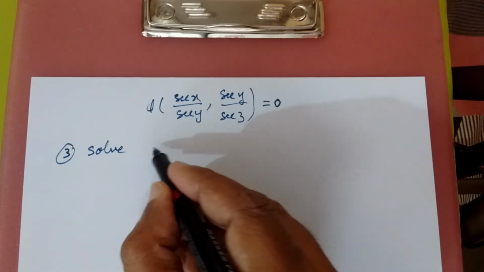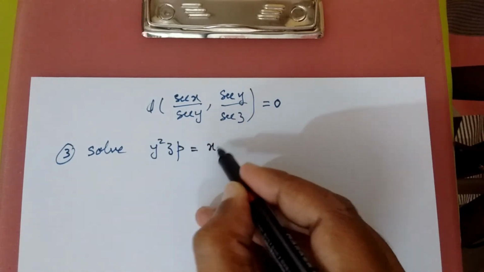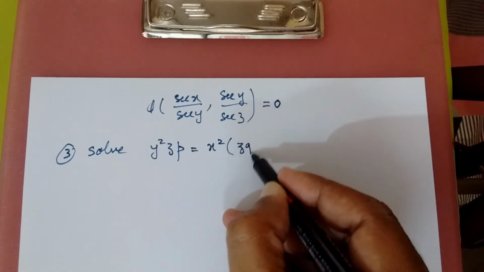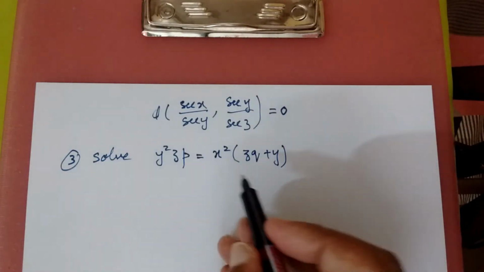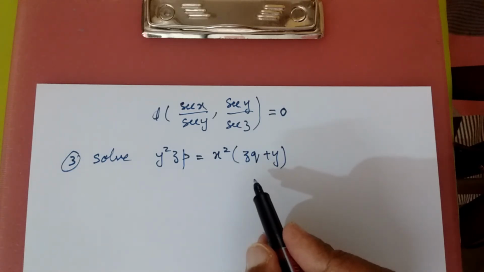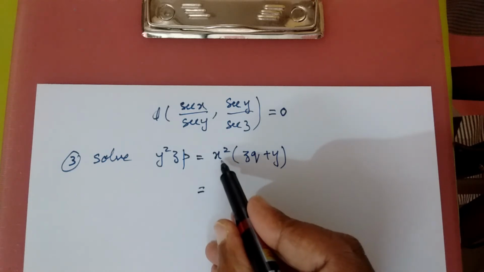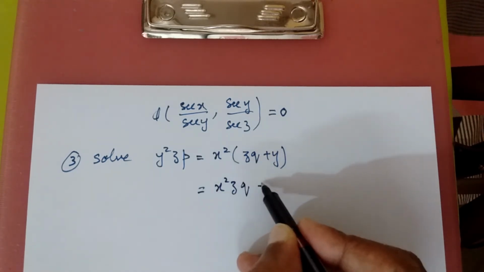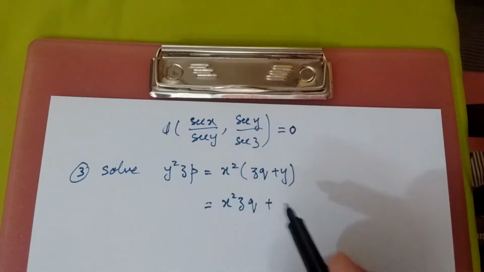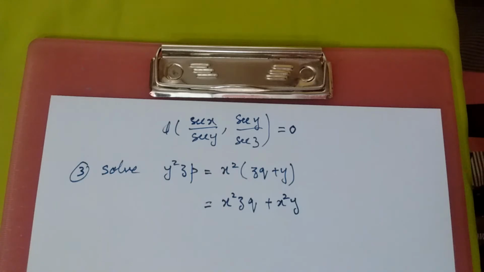We solve y²z p = x²(zq + y). Now it is not in the standard form Pp + Qq = R, therefore we have to rewrite this one. So let us multiply this x² inside, and you will get x²zq plus x²y.